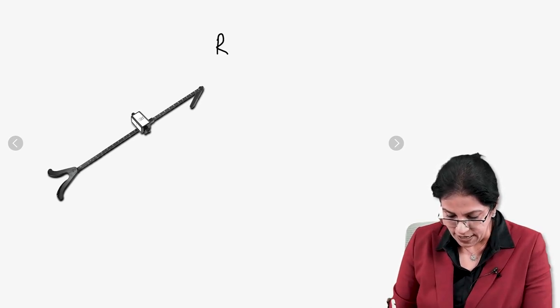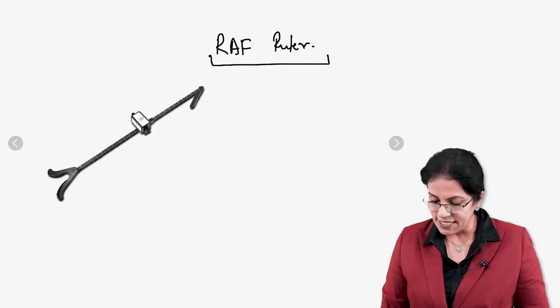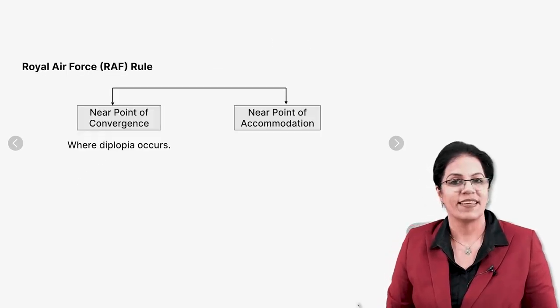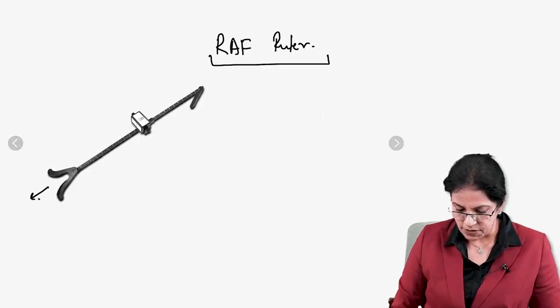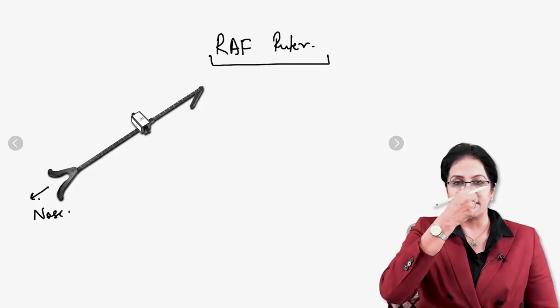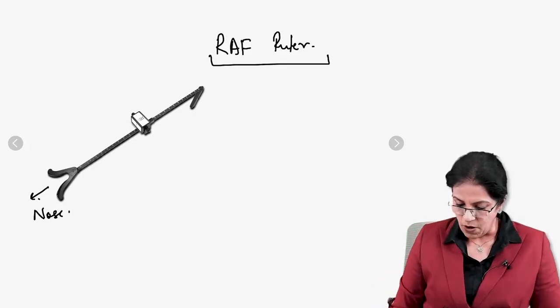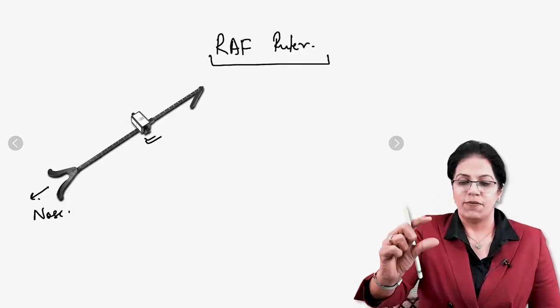So what is this? Have a look. Which instrument is this? This is your RAF ruler. RAF stands for Royal Air Force. Mainly it is used to see the near point of convergence and the near point of accommodation. This is where it is fitted on the nose of the patient, he fixes it on the nose, and this box is being moved.